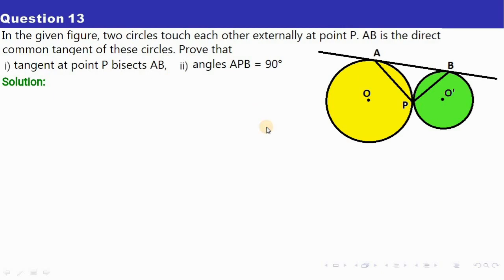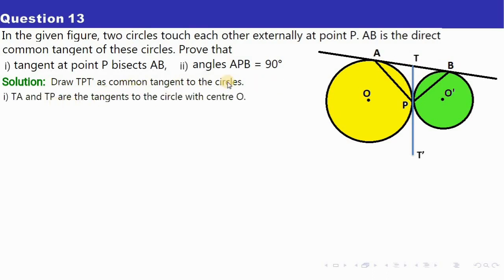Before that, let me draw a tangent common to the circles. As I said, you need to draw a tangent which is passing through P. So let us draw the tangent. The name of the tangent is TPT dash. This blue line is the direct tangent through the point P. What we need to show here is that this tangent TPT dash bisects AB. That is, we need to show that AT and TB both are equal.